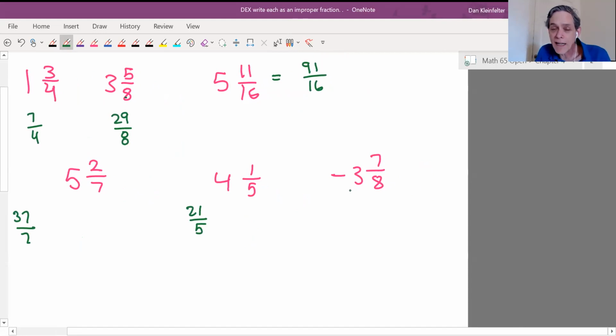Okay, when it's negative, don't let that throw you. If you start thinking negative 24 plus 7, okay, what is that? Don't do that. Just ignore the negative for a minute and then change it as if it were a whole number. So forget the negative for now. 3 times 8 is 24. 24 plus 7 is 31. 31 over 8. And then put the minus sign back on. In other words, convert the fraction piece separately and then just slap on the minus sign when you're done.